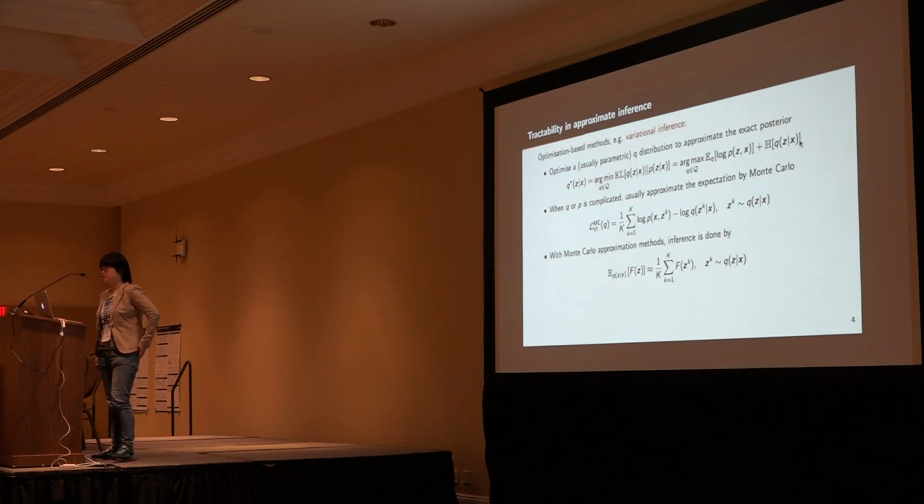Let's look at one example. Variational inference is very popular, I think it has been around for 20 years. Variational inference asks how should I obtain this q distribution? It tries to minimize the KL divergence between the approximate posterior q and the exact posterior p. Then you can do some algebra and show that it is equivalent to the maximization problem of the variational lower bound, sometimes called the ELBO.